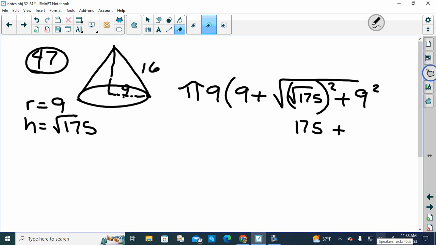What does that become? 81. Still under the radical. Okay, so combine those two now. So 175 plus 81. It's still under the radical. Yeah, we're simplifying. Don't get that confused. So we add those two together, and then whatever that number is, you're going to take the square root of it.